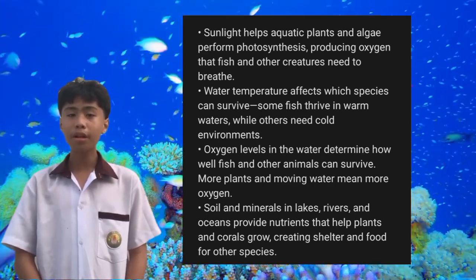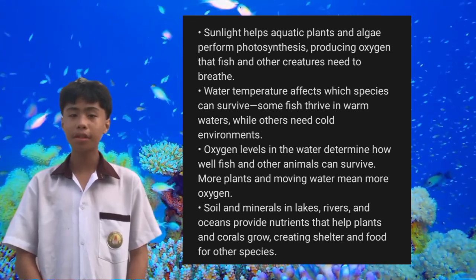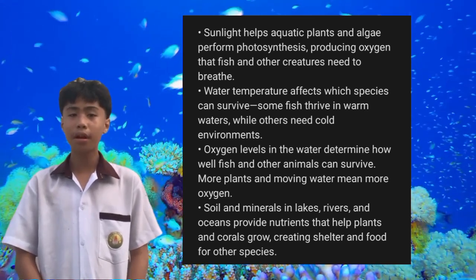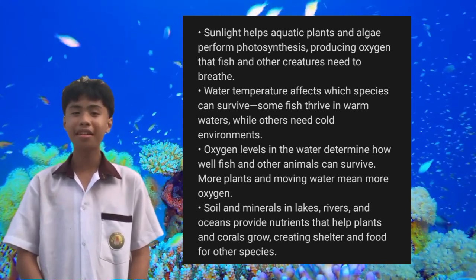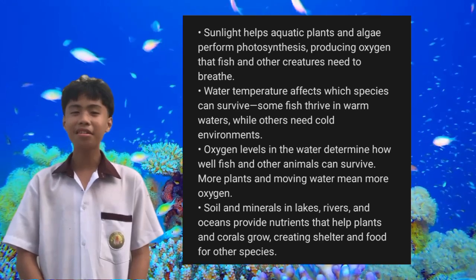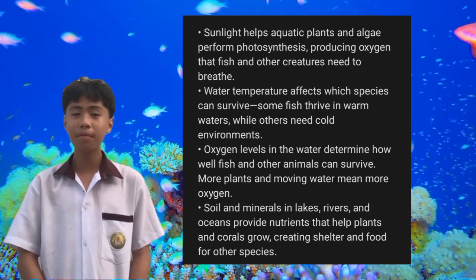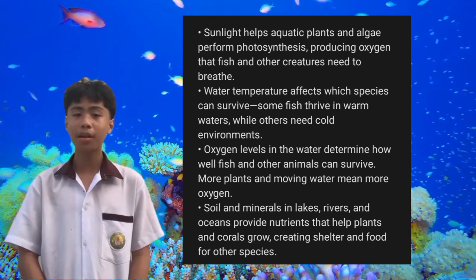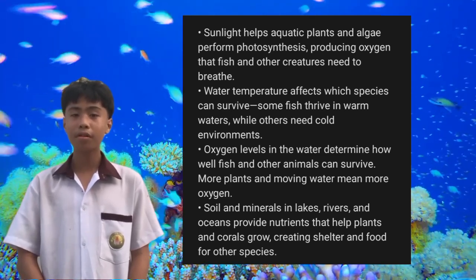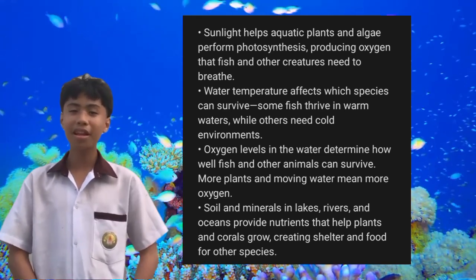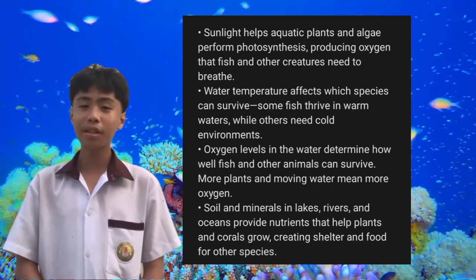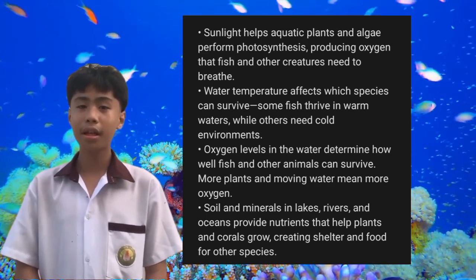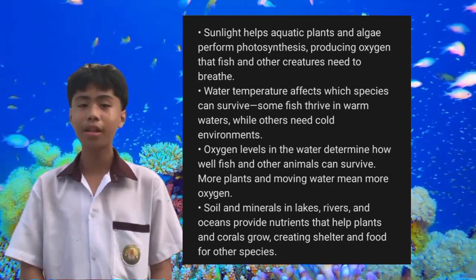Water temperature affects which species can survive. Some fish thrive in warm waters, while others need a cold environment. Oxygen levels in water determine how well fish and other animals can survive. More plants and moving water mean more oxygen. Soil and minerals in lakes, rivers, and oceans provide nutrients that help plants and corals grow, creating shelter and food for other species.